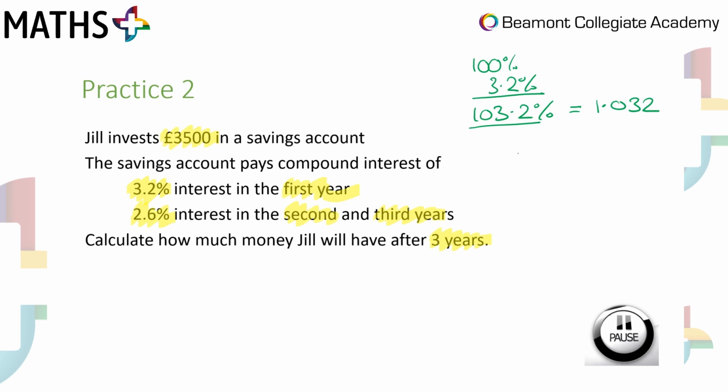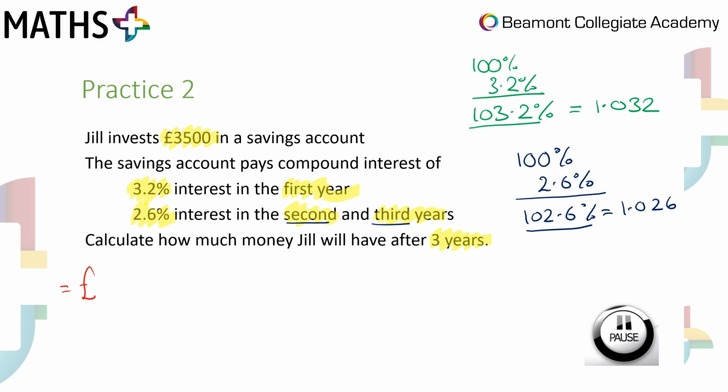But as we've seen in the second and third years, her interest rate is changing. So she's now only getting 2.6%. So my multiplier is going to be different in the second and the third year. So in year 2 and year 3, my multiplier would be 1.026. Again, really important in the exam that you put this level of working out down, helps you to break down your thoughts, minimises the chance of you making a mistake.